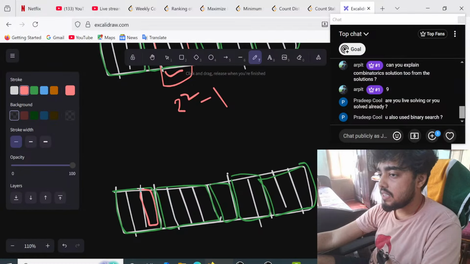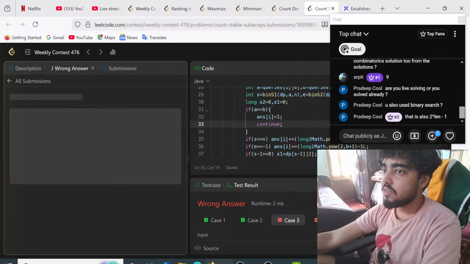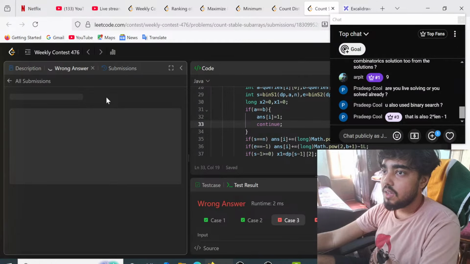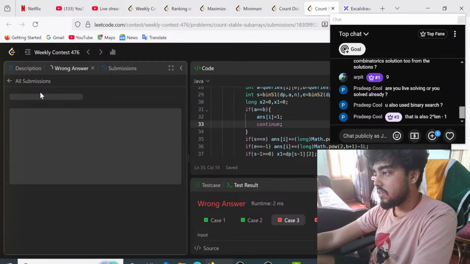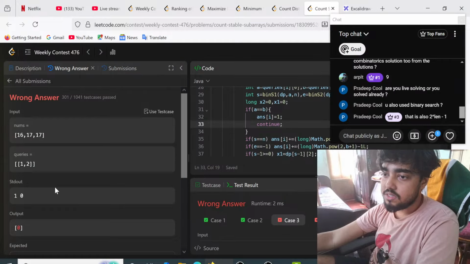This is the test case where I have been struggling. Okay, I haven't coded it yet. I have put a solution. Let's see what comes. I think it will also be a wrong answer because there are other test cases. Okay, it is also wrong answer. Great.